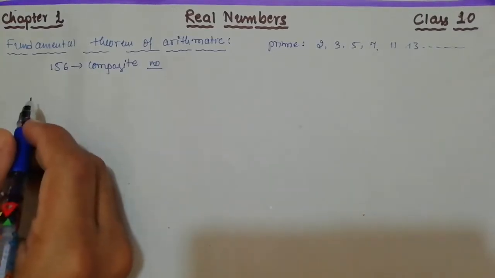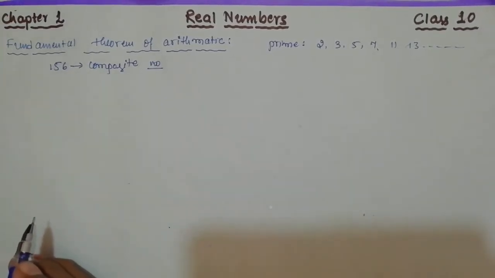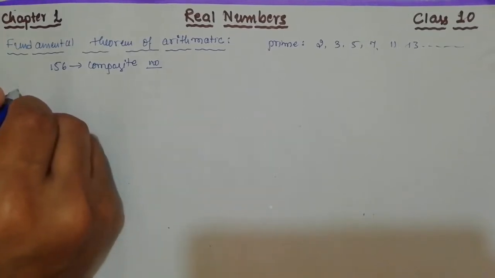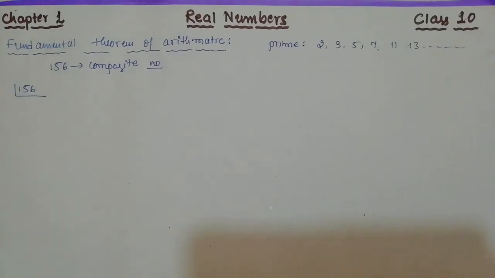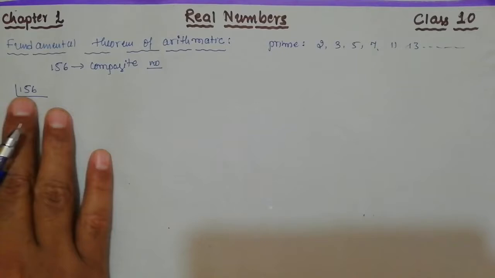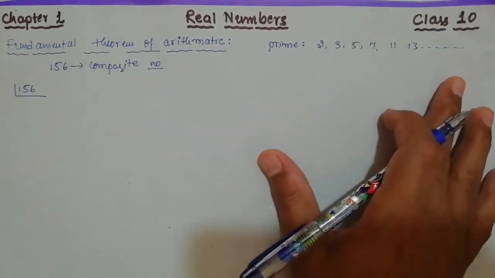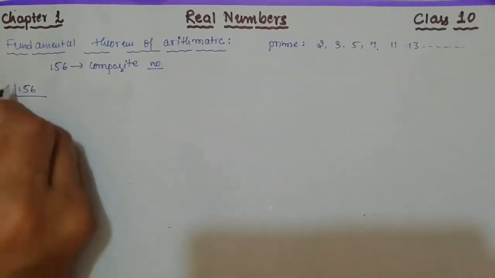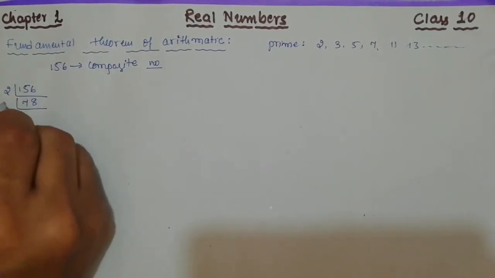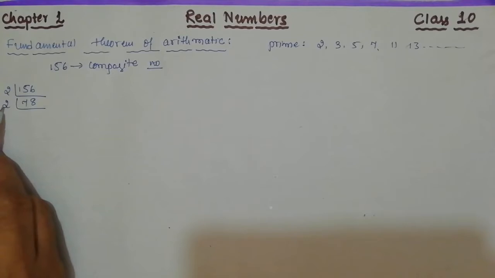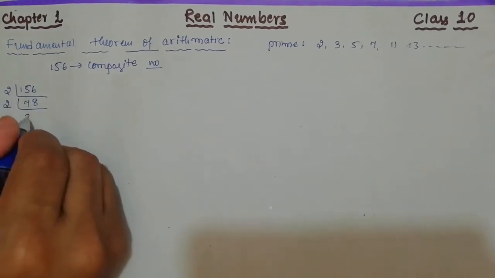Now let us see how we can express 156 as a product of prime numbers. First I'm going to divide this number by a prime number only. You need to divide this number only by prime numbers, meaning it should be a factor. So definitely it is divisible by 2. 2 eights are 16, and again it is divisible by 2. Whatever you write here should be a prime number.